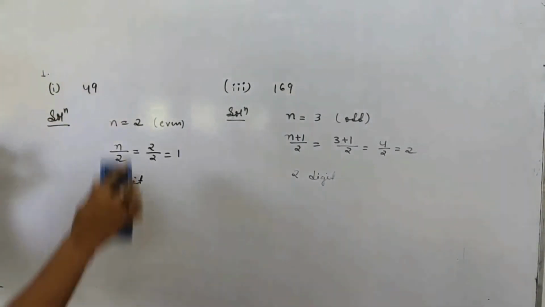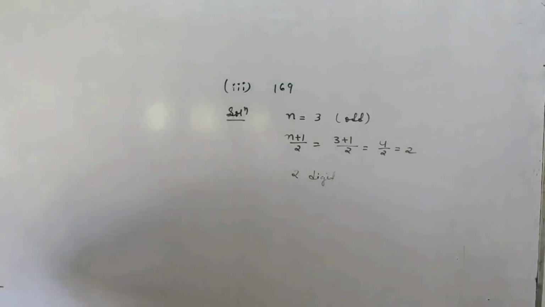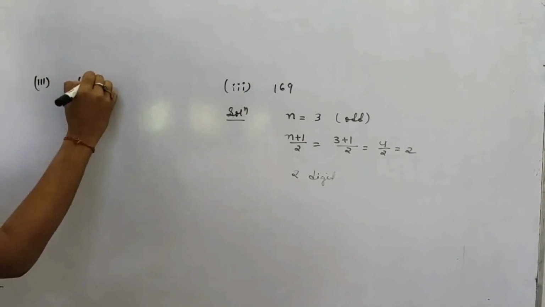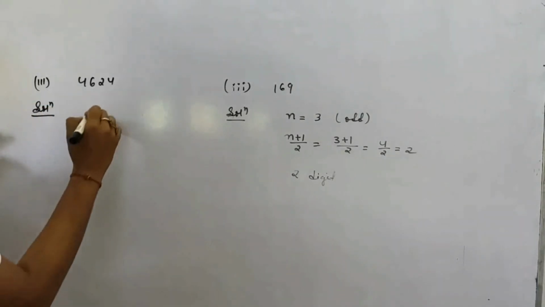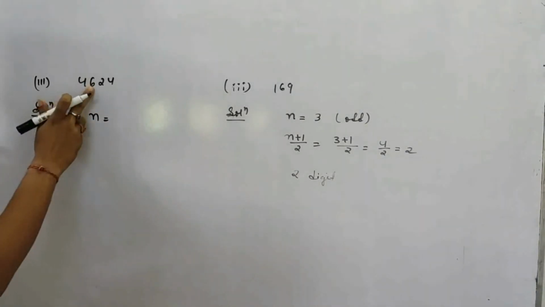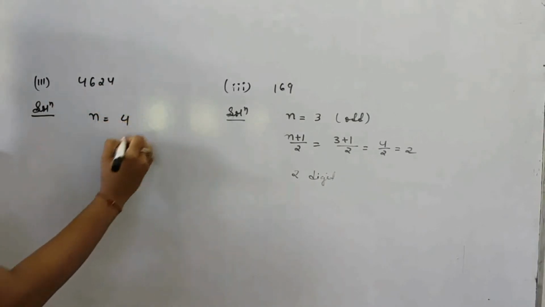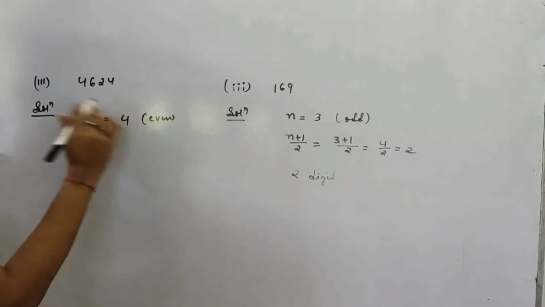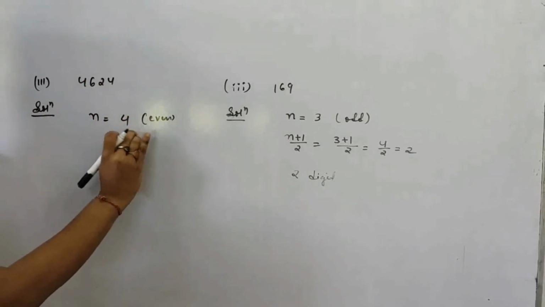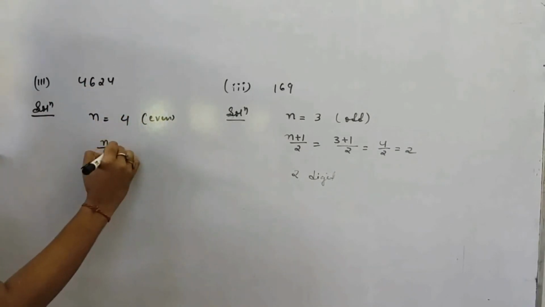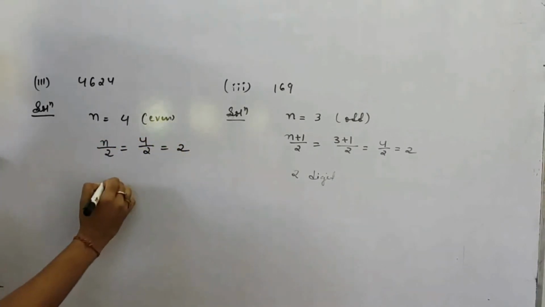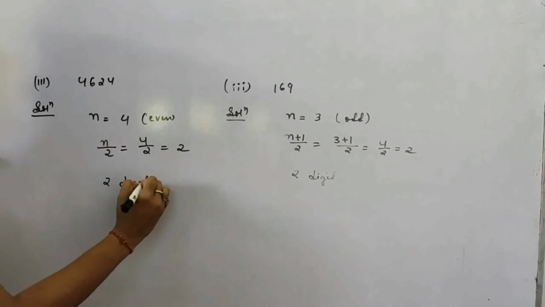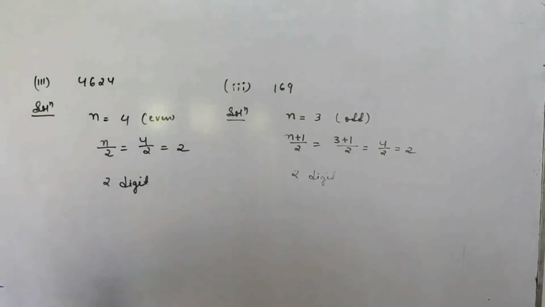Understood? Let us do then question number 3. 4, 6, 2, 4. Solution. What is the value of n? 1, 2, 3, 4. How many? 4. Even or odd? Even. 4 is even. Don't look at this number. Look here, even or odd. 4 is even. Okay. So formula, what? n by 2. Understood? 4 by 2 means how many? Again your answer, how many? 2 digits. Understood?